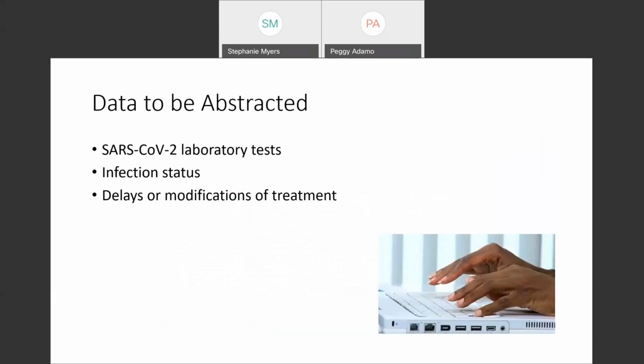So what data are we asking you to abstract? We are asking you to abstract information about SARS-CoV laboratory tests, also information about the infection status of the patient, and lastly, delays or modifications of treatment for any cancer patient, not just the patients that are tested for COVID-19 or diagnosed with COVID-19. The delays for treatment, we're looking for information about that affecting any cancer patient that you may be abstracting.